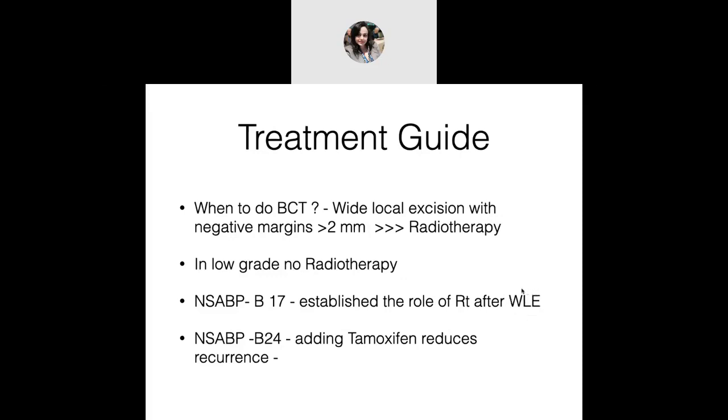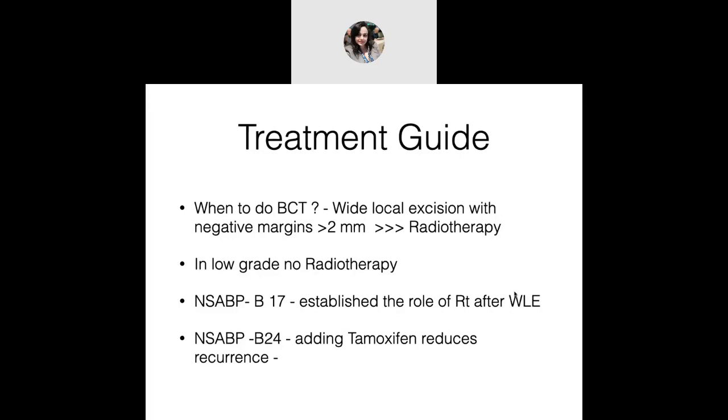So can somebody recall the recurrence in lumpectomy alone in invasive cancer? If you do only lumpectomy, without radiation, how much is the recurrence? 39%. Which trial showed that? NSABP B06 trial was performed by Dr. Bernard Fisher, and they had three arms. B06 recruited up to 4 centimeter lesion, operable breast cancer. So they had lumpectomy alone, another group lumpectomy followed by radiotherapy, and a third group had MRM, modified radical mastectomy. They found lumpectomy had a recurrence rate of 39%.